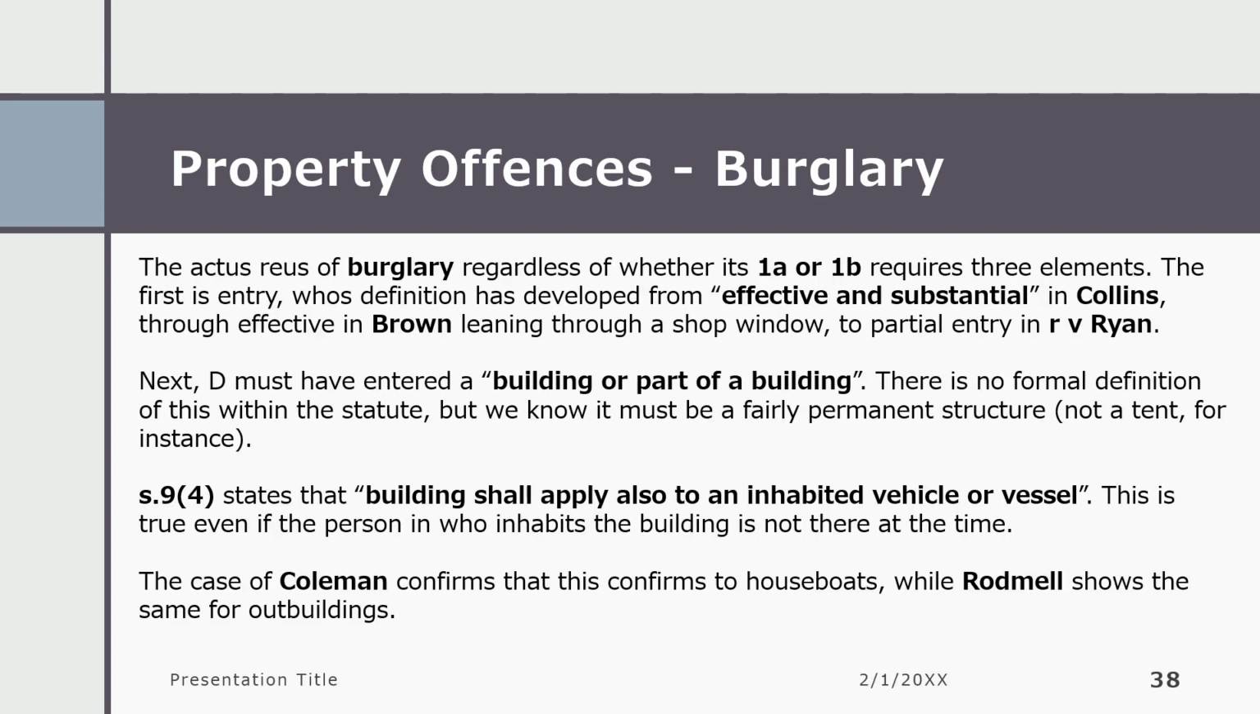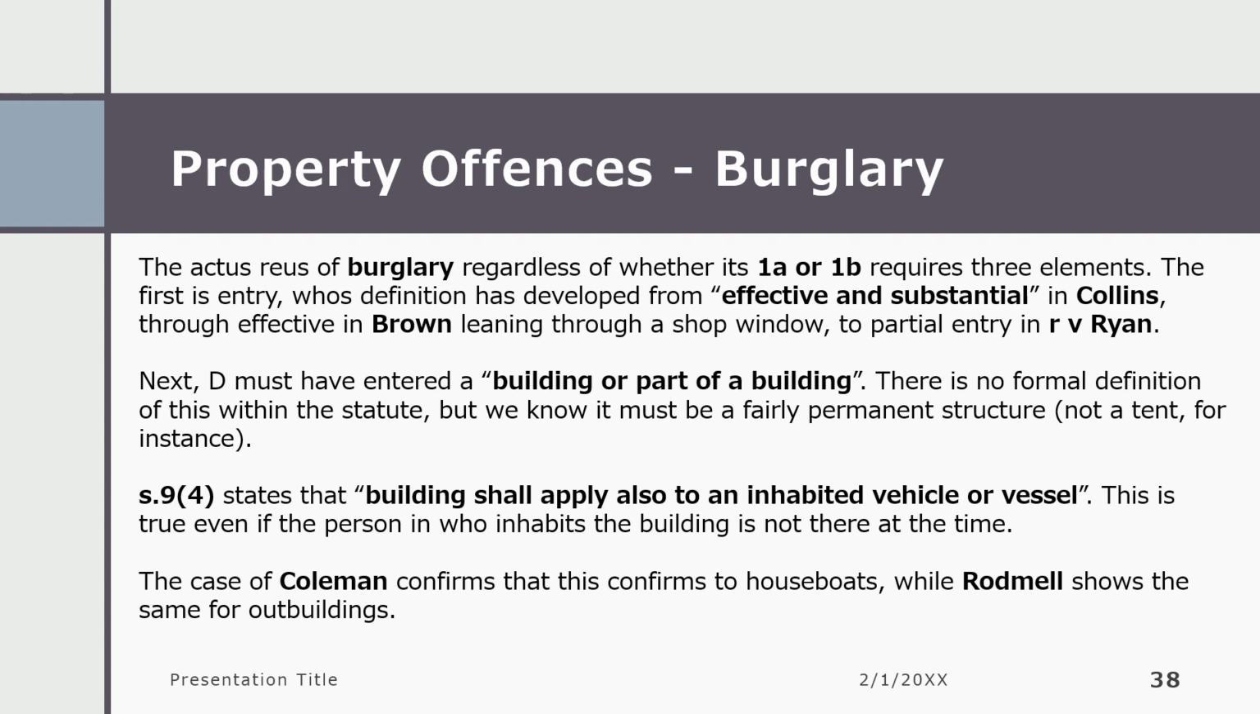So the actus reus of burglary, regardless of whether it is 1A or 1B, requires three elements. The first is entry, whose definition is developed from effective and substantial in Collins, through effective in Brown, leaning through a shop window, to partial entry in R v Ryan. Next, the D must have entered a building or part of a building. There is no formal definition of this within the statute, but we know that it must be a fairly permanent structure, so not a tent, for instance.